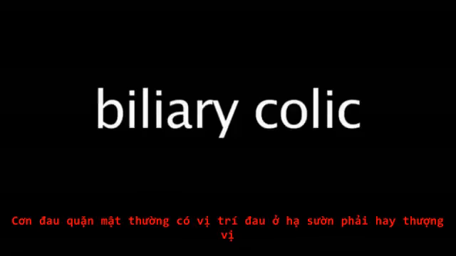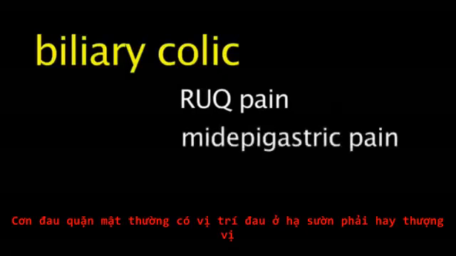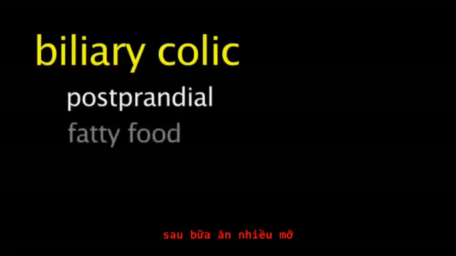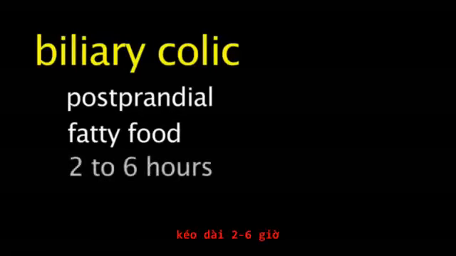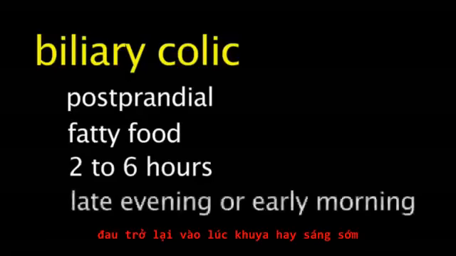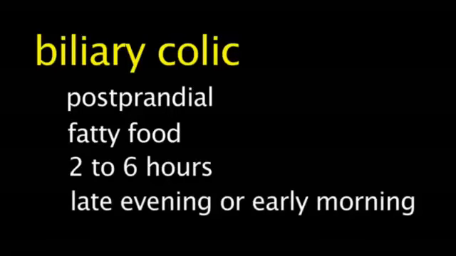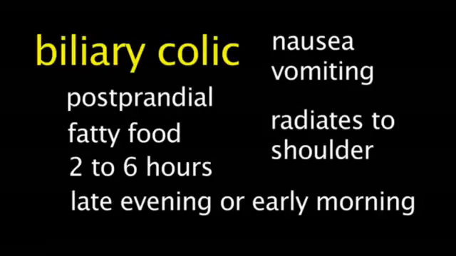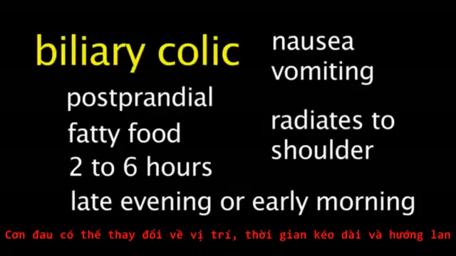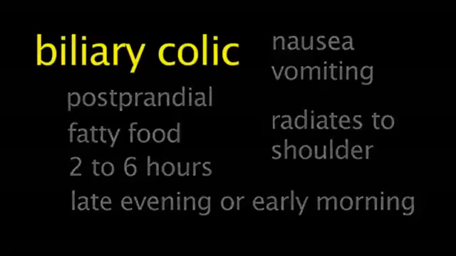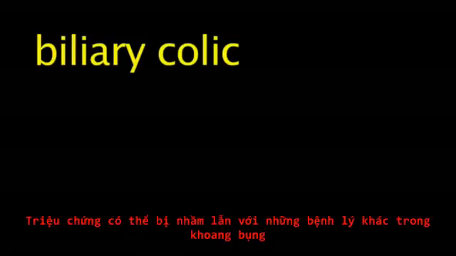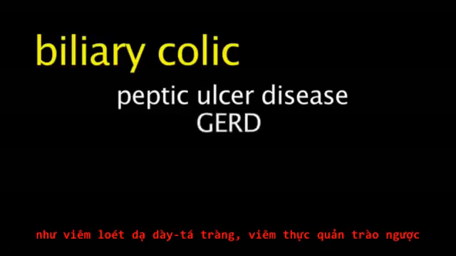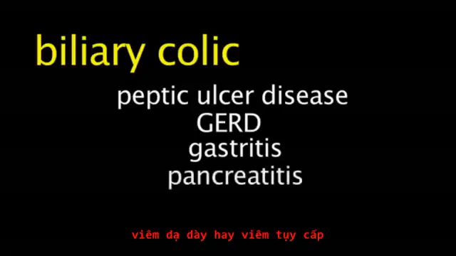Biliary colic generally presents as right upper quadrant pain or mid-epigastric pain. Classically, symptoms include pain that is postprandial, worse after fatty food consumption, 2 to 6 hours in duration, recurrent in the late evening or early morning hours, associated with nausea or vomiting, or radiates to the right shoulder. It can also present atypically with variations in location, duration, and radiation of pain. Symptoms often overlap with other intra-abdominal processes, such as peptic ulcer disease, gastroesophageal reflux disease, gastritis, or pancreatitis.